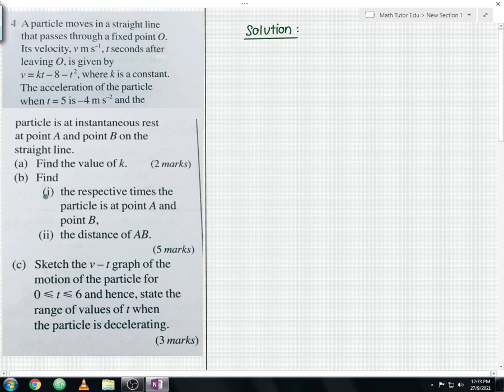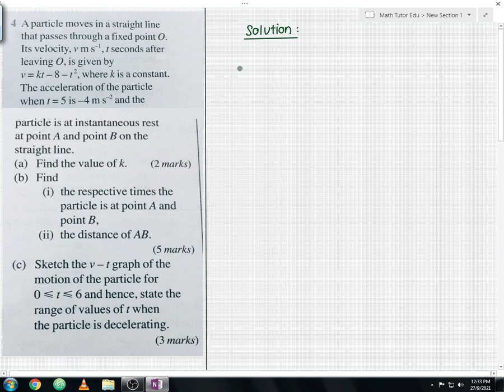So for the question part A, they ask us to find the value of k. For the question part B, find the respective time the particle is at point A and point B and the distance of AB. Okay, for the question part C, sketch the Vt graph of the motion of the particle for 0 less than or equal to t less than or equal to 6, and hence state the range of values of t when the particle is decelerating.